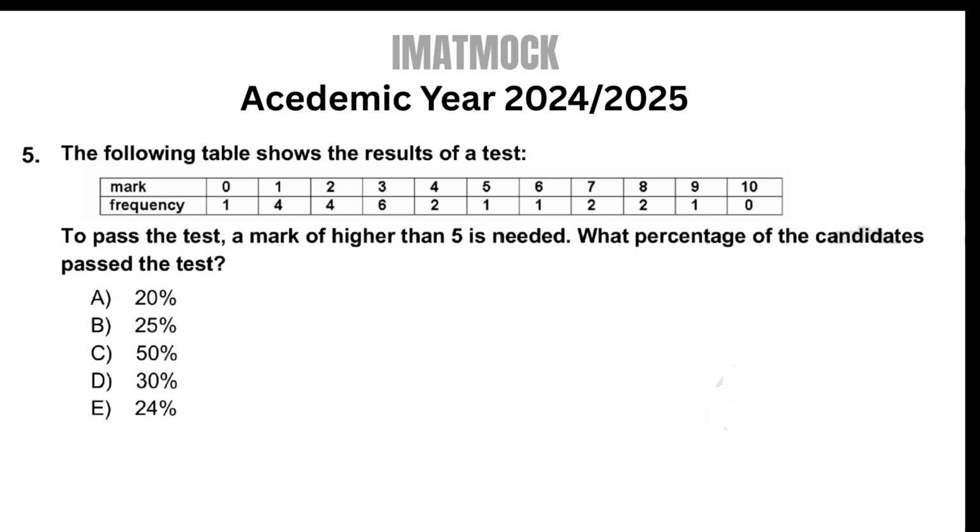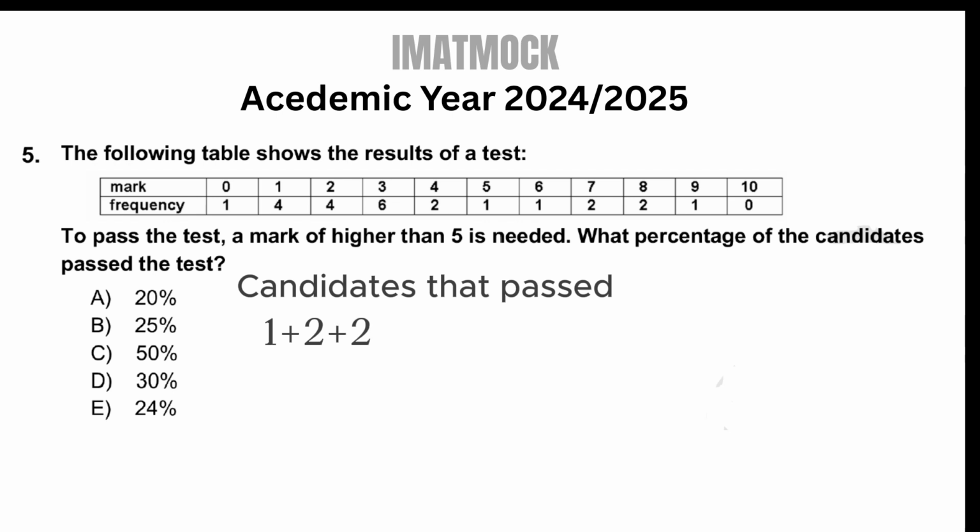Now let's find out how many candidates passed. For mark 6, the frequency is 1. For mark 7, the frequency is 2. For mark 8, the frequency is 2. For mark 9, the frequency is 1. And for mark 10, the frequency is 0. Adding these frequencies together gives us 6. So 6 candidates passed the test.